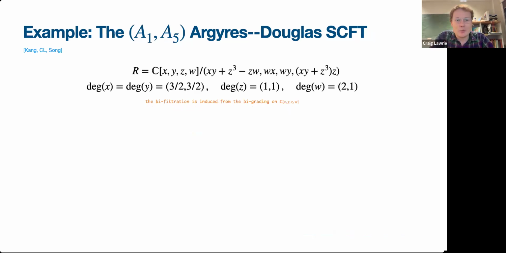Okay. So I'm going to do one more example just for fun. This is an example of the (A1, A5) Argyres-Douglas theory. The Higgs branch of this theory is C2 mod Z3. So we're going up in complication in Higgs branches. And again, we just write something down. We have some degrees, we have a non-homogeneous ideal. You can see we're doing the same thing again. We're introducing a W, which is the stress tensor, which has the degrees necessary for the stress tensor. But then, these are different.